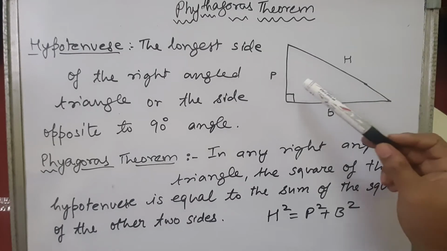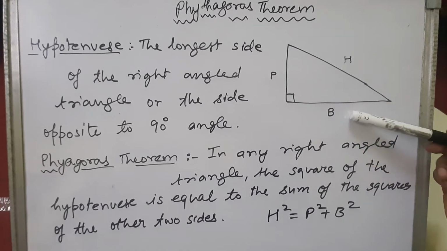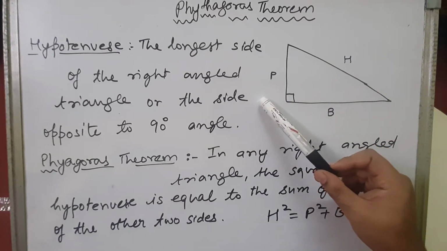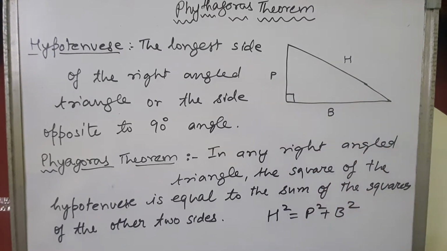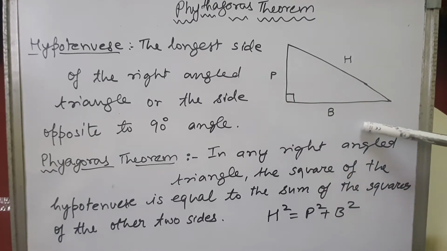Other sides will be either perpendicular or base. Say this is perpendicular, then this will be base. We can take this as a perpendicular, then this will be base. Right. So what is hypotenuse? The longest side of the right angle triangle or the side opposite to the 90-degree angle. Now we know that this is hypotenuse, this is perpendicular, and this is base in a right angle triangle.